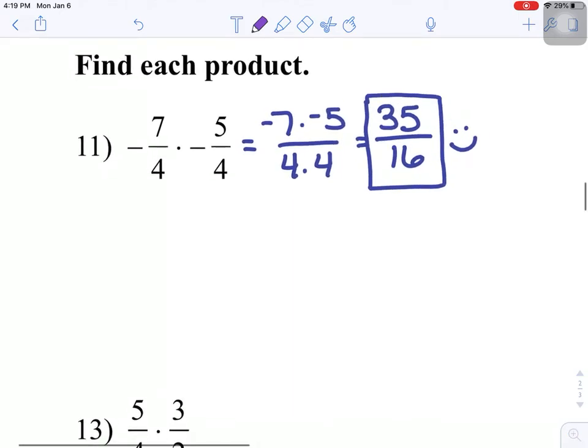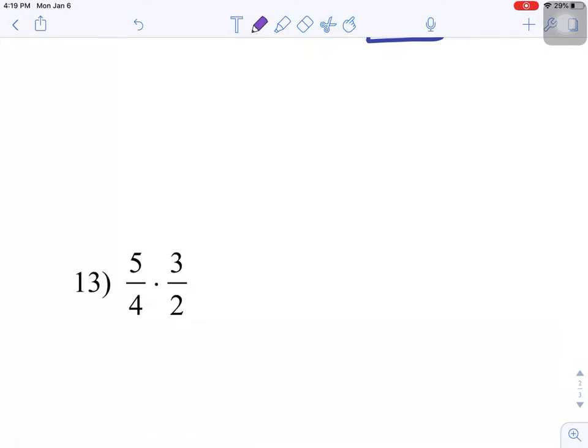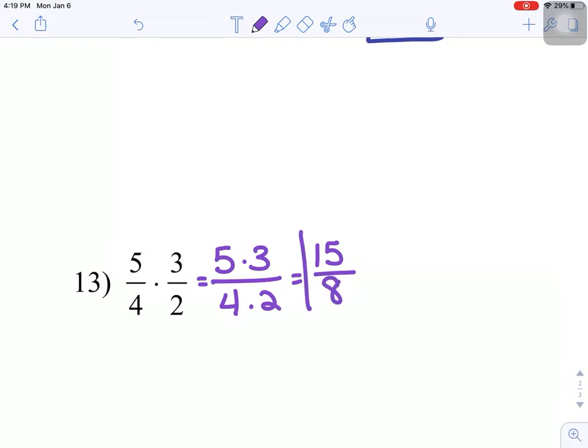So let's slide on down to number 13 here and see what happens. So again, we're going to multiply our two numerators, multiply the two denominators. Let's see, 5 times 3 is 15, 4 times 2 is 8, 15 over 8. Nope, still can't reduce it. Still not anything that we can do there. Okay, so 15 over 8 is our answer.